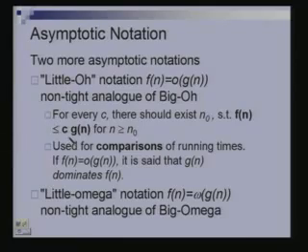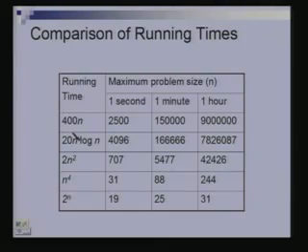Okay, great. This is just one slide that I put up to show what the difference between these functions is like. So suppose I have algorithms whose running times are like 400n, 20n log n, 2n square, n to the 4, and 2 to the n. And here I list out what is the largest problem size you can solve in 1 second, 1 minute, and 1 hour. Okay, so the largest problem size you can solve is roughly 2500. Say, this is using some constant.